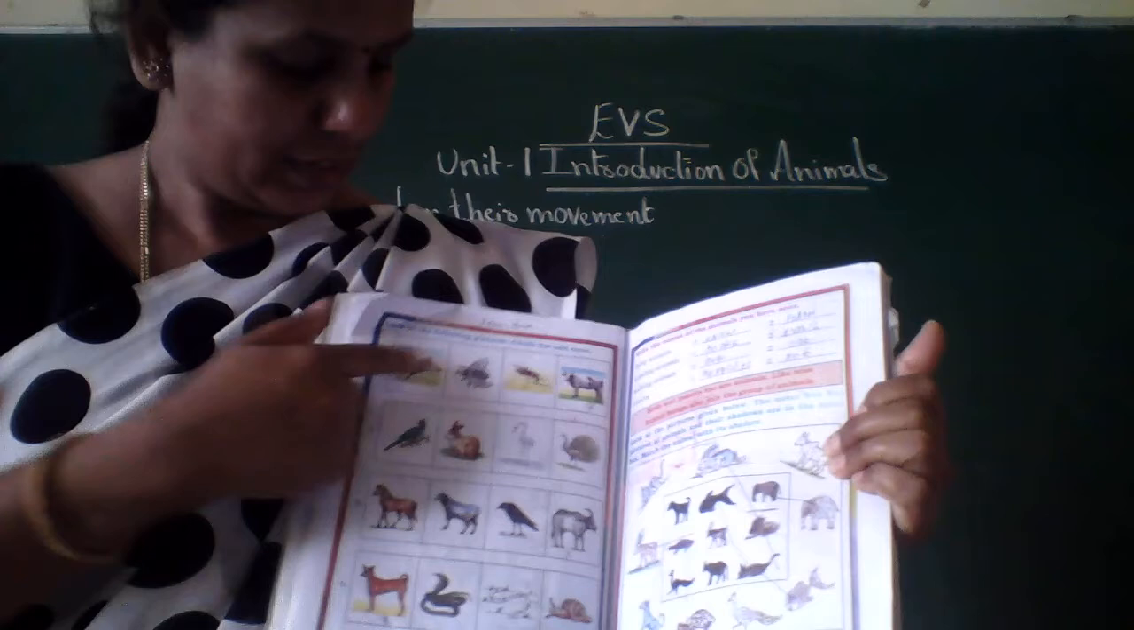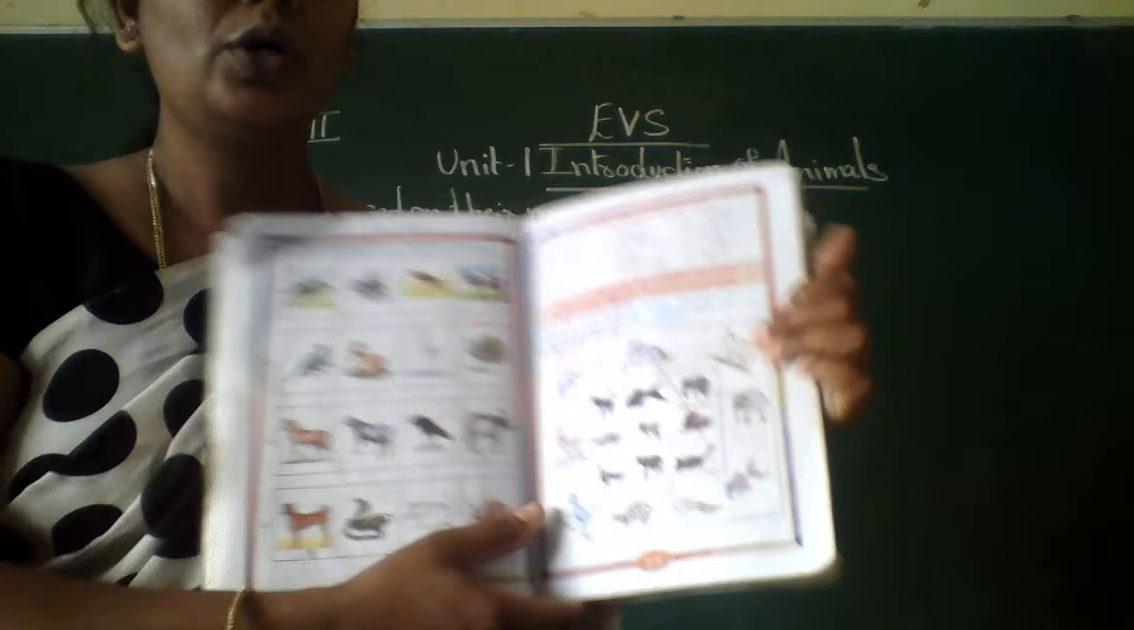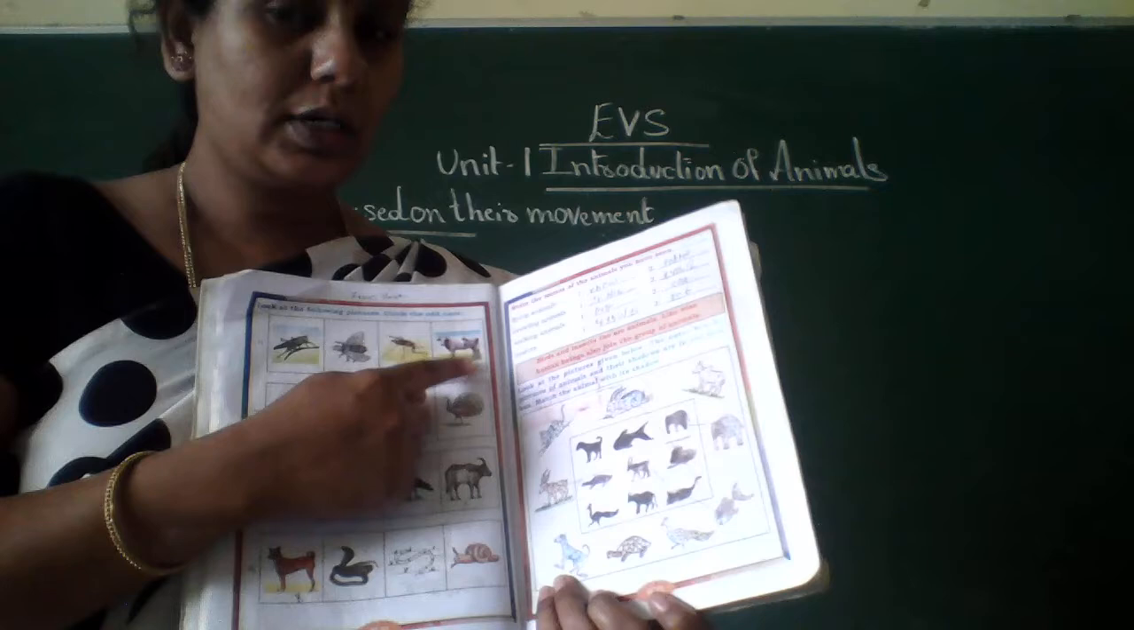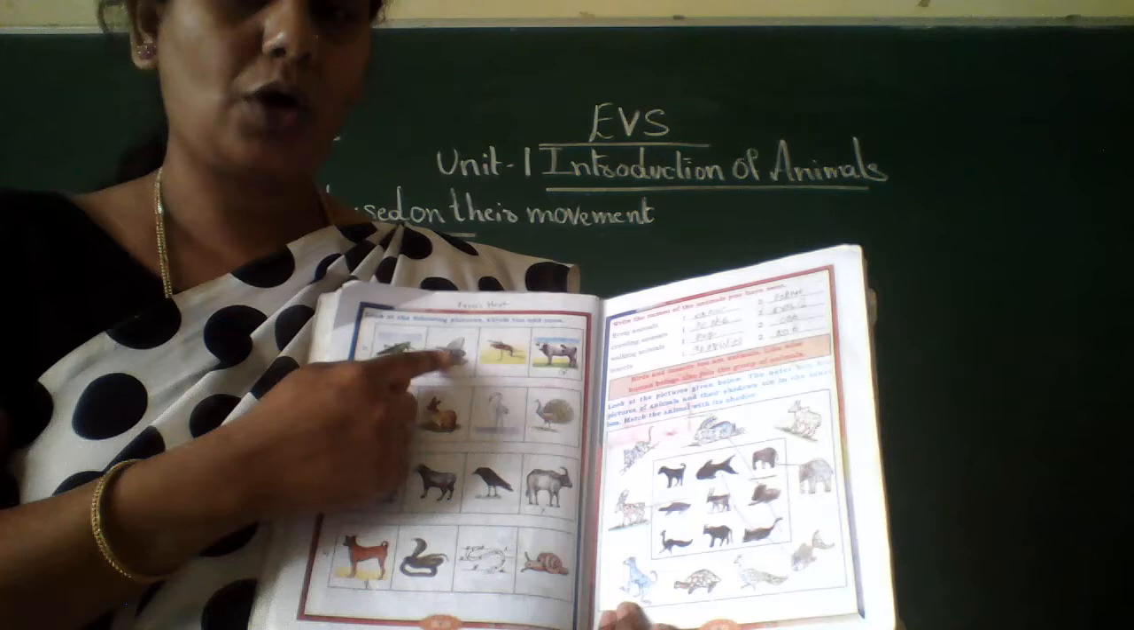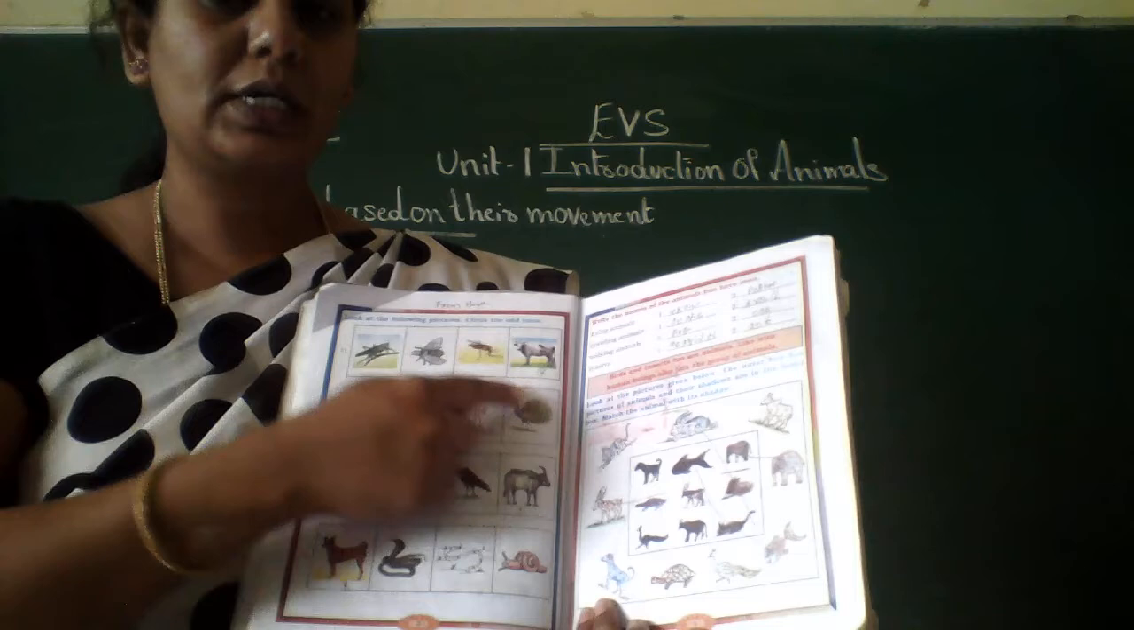Okay. What is this one? Grasshopper. Then housefly, mosquito. This is a cow. So in this group, which animal does not belong to this group, children? So cow. You have to circle cow, because grasshopper, housefly, and mosquito are insects, but cow is a walking animal. So that's why you have to circle cow. It does not belong to the group of insects.